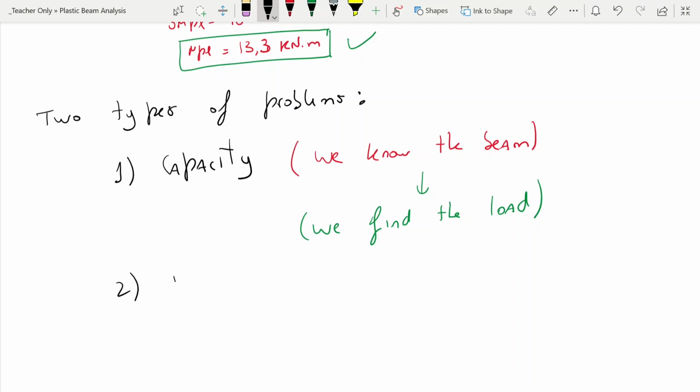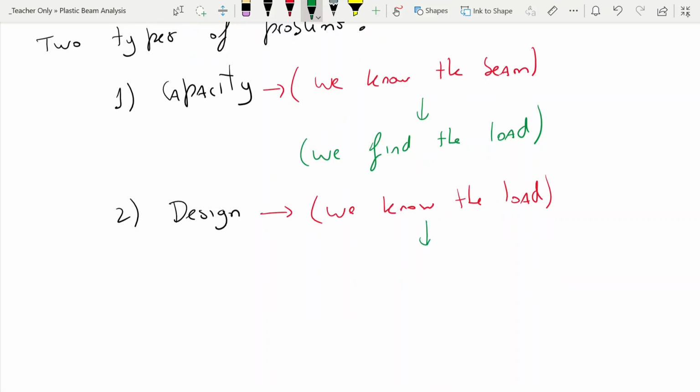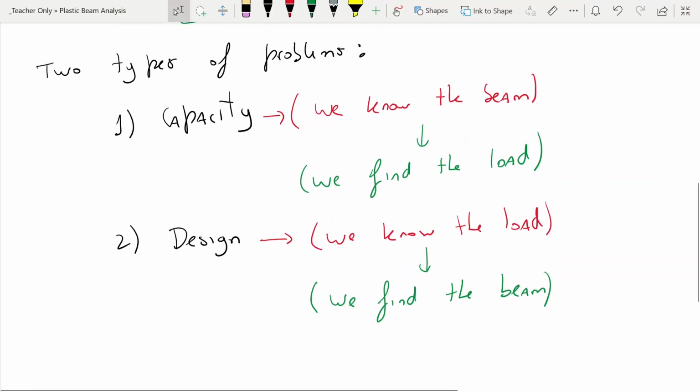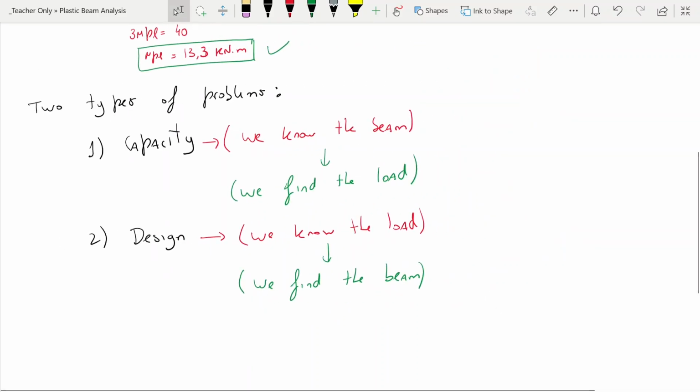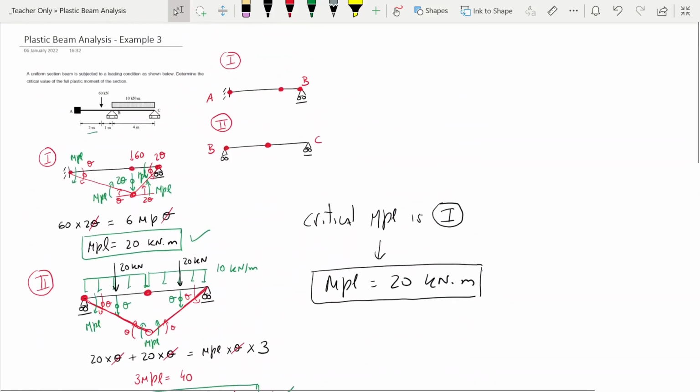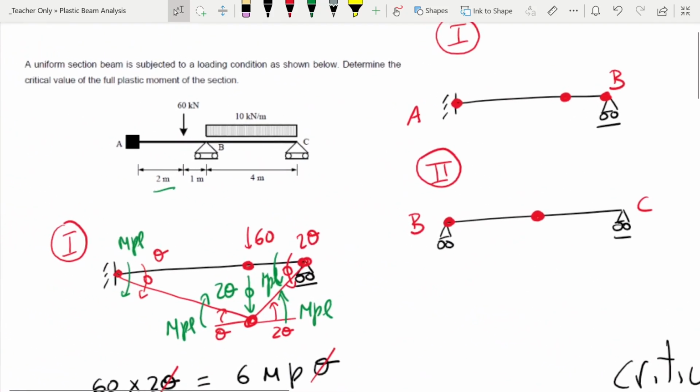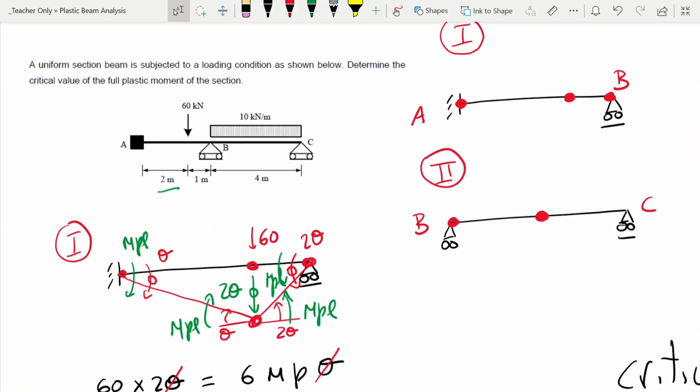In this type of problem, we call it a design problem. We know the load, and what we're trying to do is design the beam, finding the beam that resists that load. So at the end of these problems, pay attention to what the question is asking. When you see given loads, that means you're talking about a design problem. And when you see an unknown in the loads, let's say a W or a lambda, that means we're talking about a capacity problem and you need to find the value of those loads.